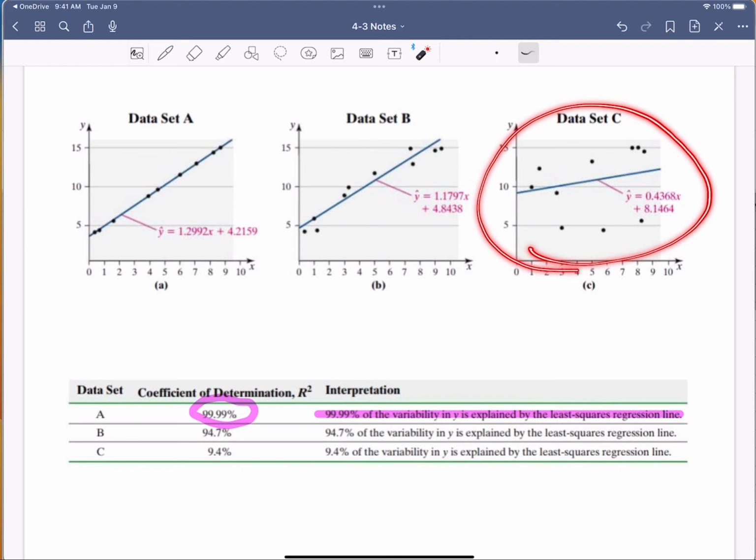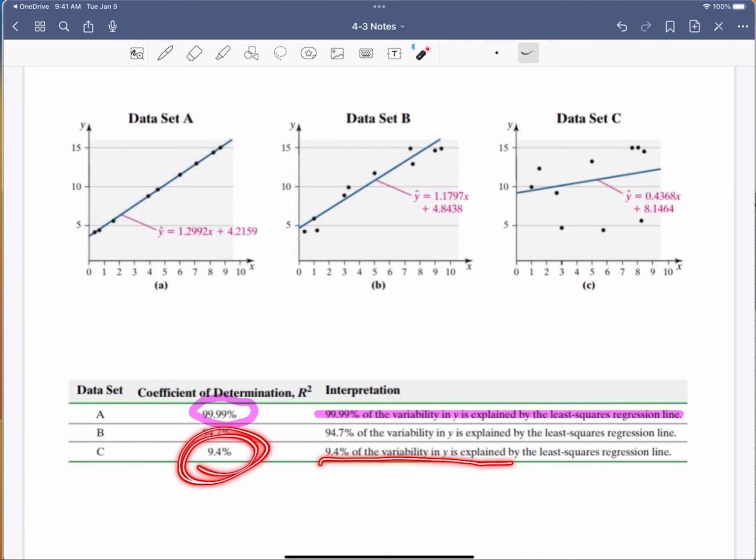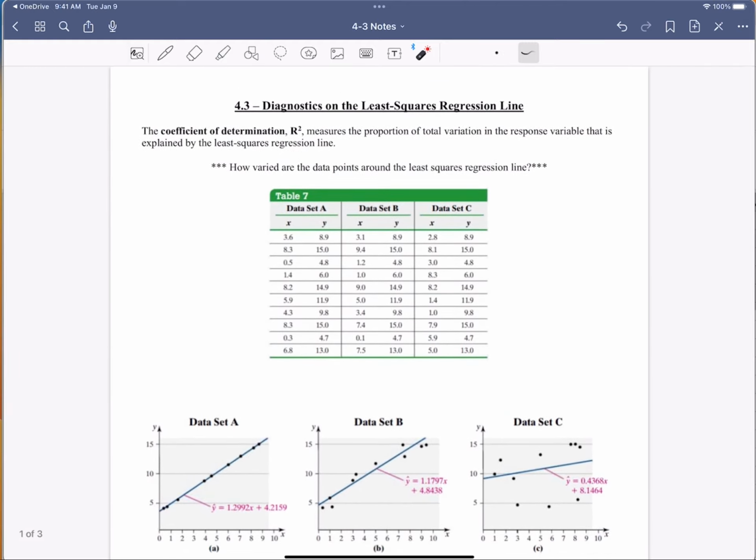Now look at this little fellow over here. It's all over the chart. I have this correlation coefficient that shoots through there, but look at this. 9.4% of the variability, that's all that's explained. Because the data set is so far off. The points are so far off from each other. That's a coefficient of determination. Just one more way to interpret this data. It is the proportion of total variation in the response that is explained by the least squares regression. That's what I want to know.